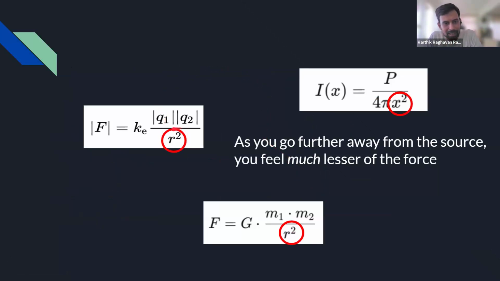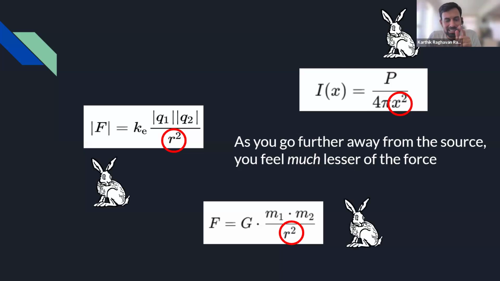And let's apply that back to this picture, where we saw the square in the denominator, the square of the distance, right? R and X are the distances. If you remember the first question I asked you at the start, as you go further away from the source, you feel less of the force. And all of you agreed with me that it is less. But it is less like a rabbit, not less like a tortoise. It becomes less very fast.